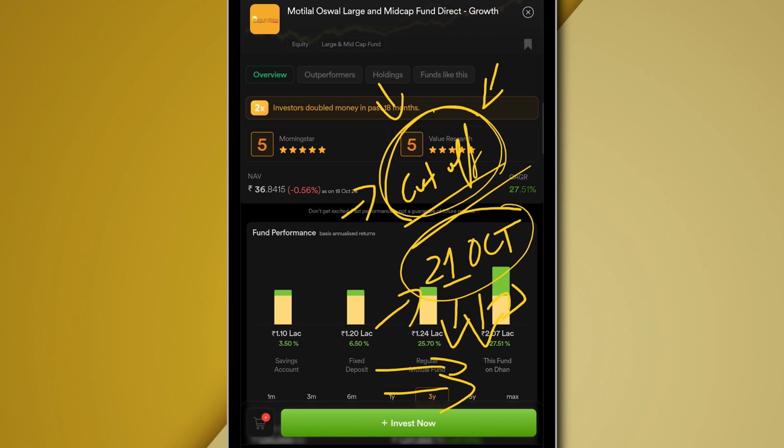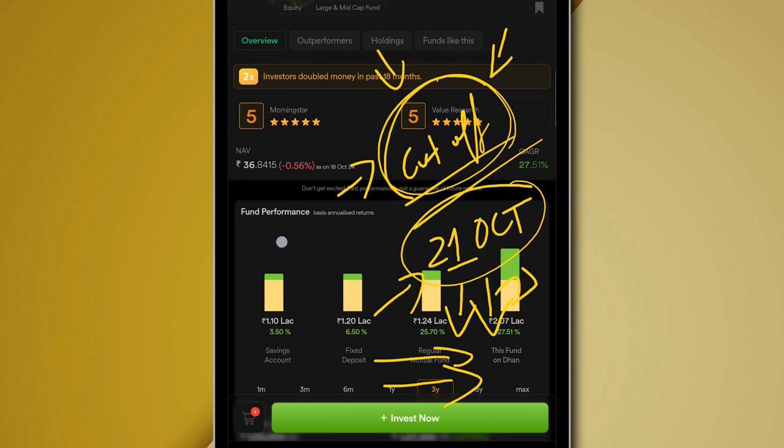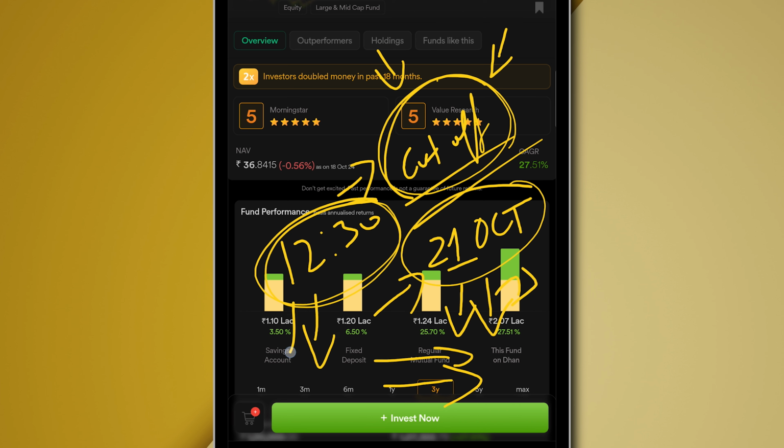I'll have to go back and check what the cutoff times for Dhan and these mutual funds are, but typically I keep the rule to make my investments before noon, and 12:30 I think is the cutoff time. I will let you know the cutoff times, as they could change as well, by giving you a link in the description.